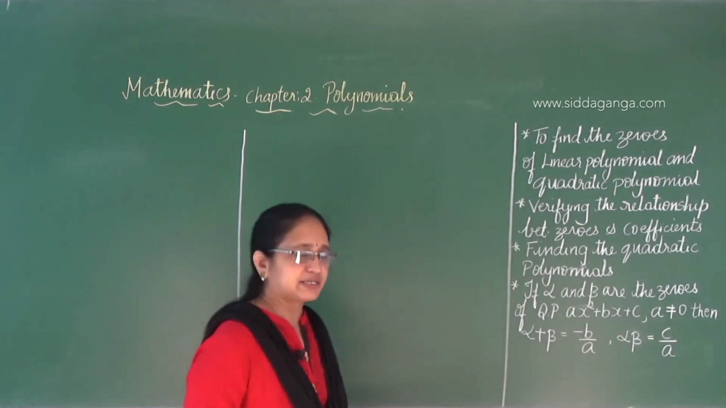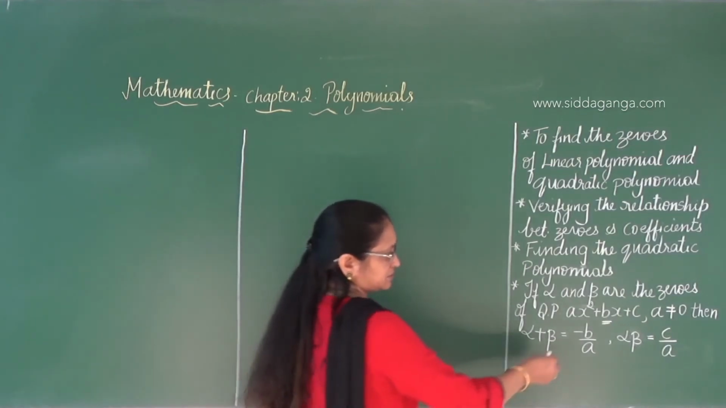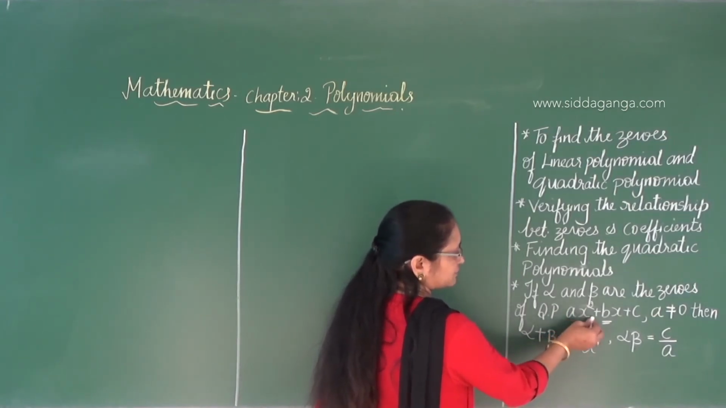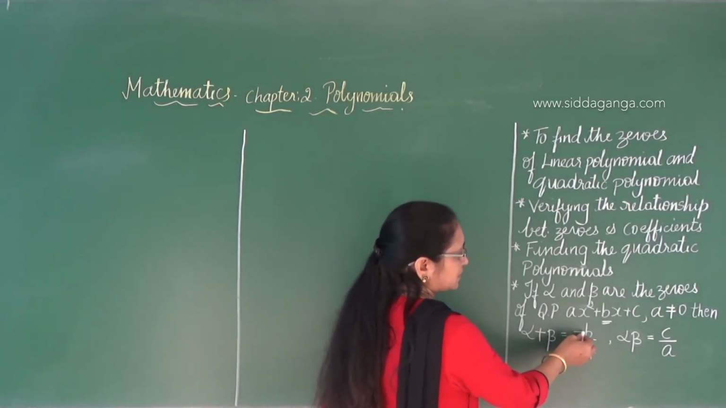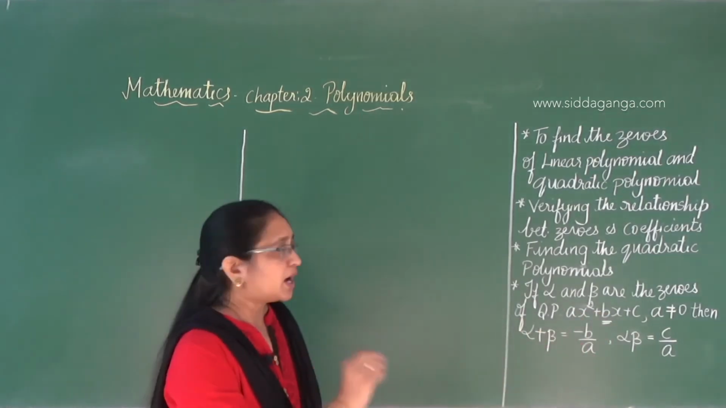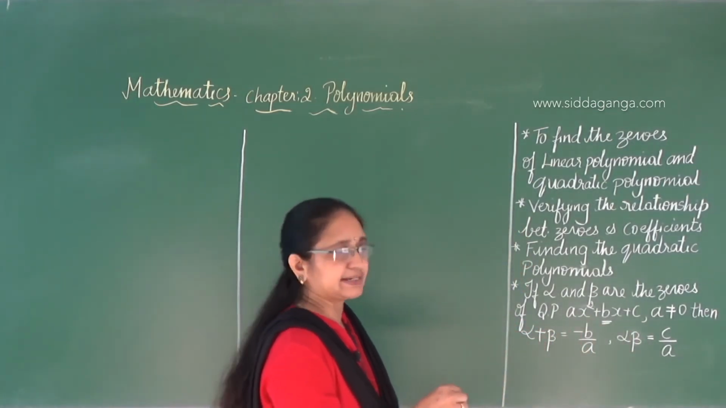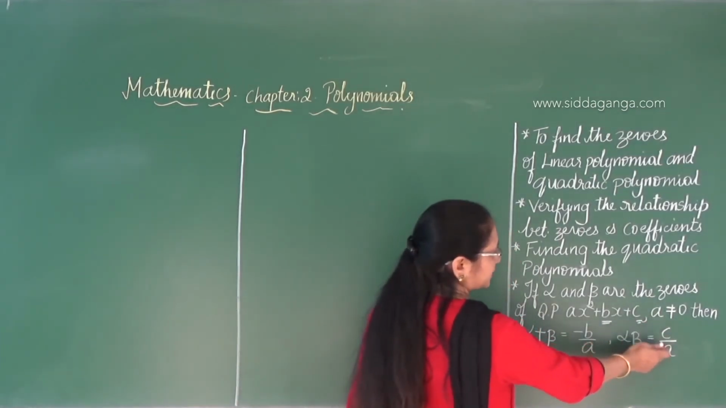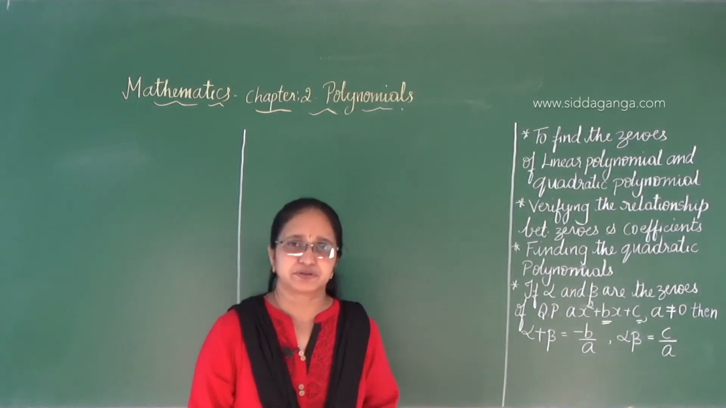See, this minus b by a is nothing but minus of the coefficient of x divided by the coefficient of x square. So the sum of the zeros should be equal to the minus of coefficient of x divided by coefficient of x square, and the product of the zeros, that is alpha beta, should be equal to c by a. C by a means the constant term divided by the coefficient of x square. So all this we studied in the previous video.